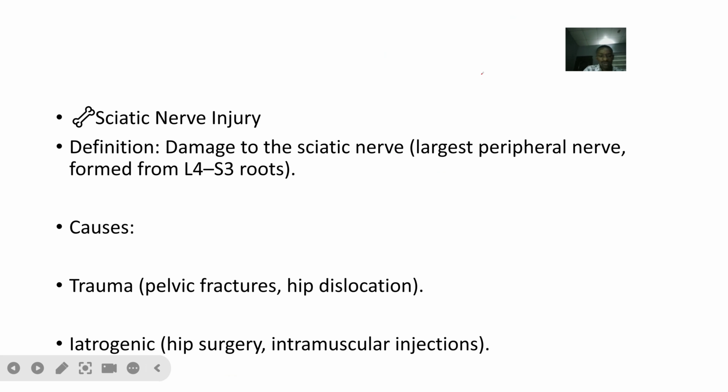Okay, so causes could be trauma, like pelvic fractures, pelvic hip dislocation, or iatrogenic, probably they did a surgery there, so it has some issues. Intramuscular injection: the buttock is divided like this, and if you want to give an injection, you have to divide it into four and give it in the outer quadrant. If you give it anywhere here, you can actually injure those bundle of nerves that go out of this place.